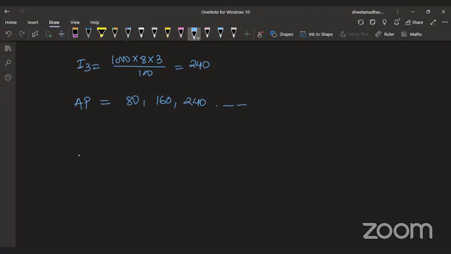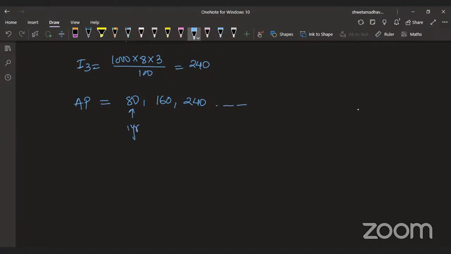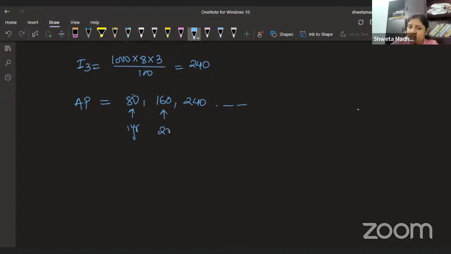Ma'am, I think it is S30. I mean, I'm not sure. How would the wordings be different for both? So in 1 year, you are getting interest 80. In the second year only, you are getting interest of 80 only. But in total, from the beginning, for 2 years, you are getting 160 interest. In the first 3 years in total, you are getting interest as 240.